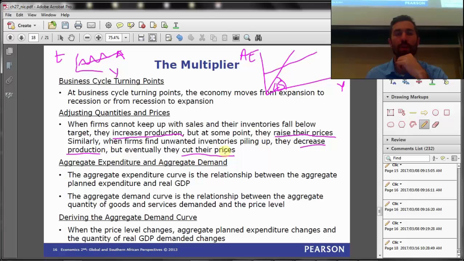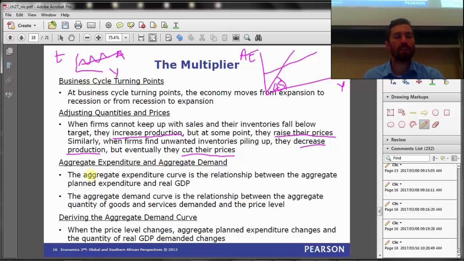If they cut prices, they will sell more. If they're selling more, they will have less of an inventory buildup. Okay? So you can either change quantity or you can change price. That is the kind of environment we're now going to be dealing with.